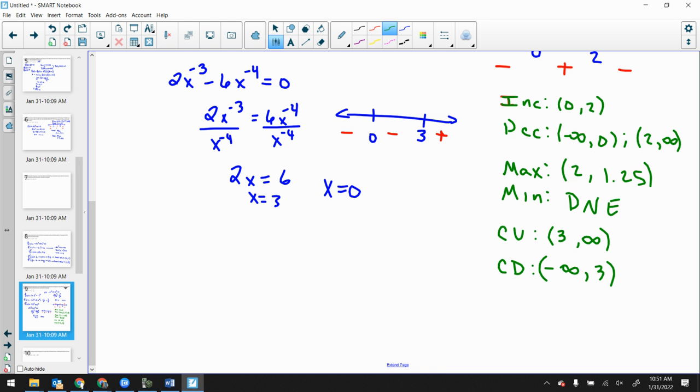My inflection point. Is there an inflection point at 0? No, because there's nothing at 0, right? If you try to plug in 0, it does not exist. The inflection point is at 3 comma. And in my key, I only gave x equals 3. So we'll just say 3 comma something.